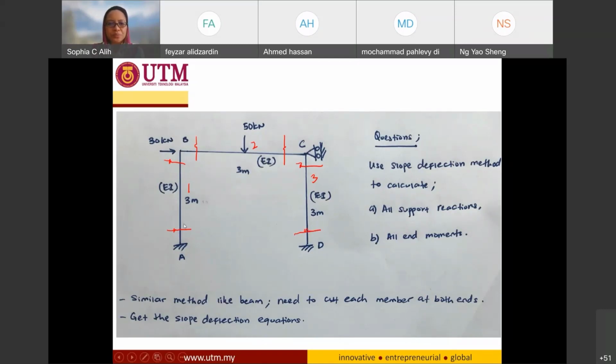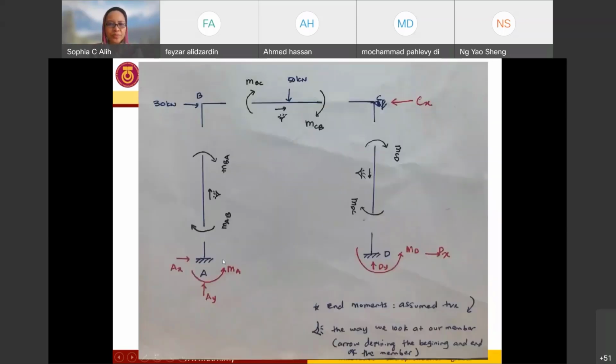So right now I have three members with all the cuttings, and at each end I will have my end moment. So from this end moment, I need to use my slope deflection equation in order to get the end moment acting on it. Then I can proceed with the equilibrium process to get the internal forces, and from the internal forces I can get the support reaction. So we are going to look into it one by one.